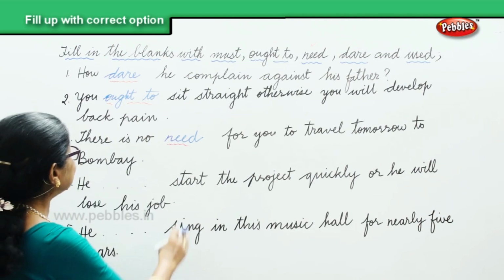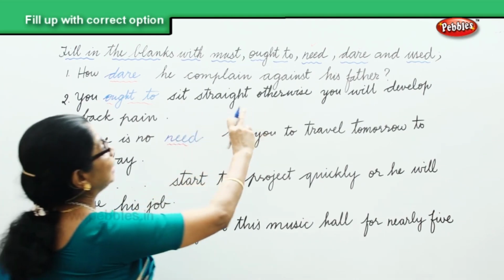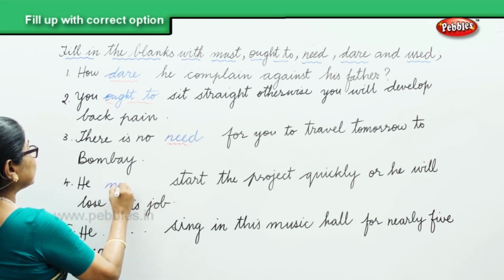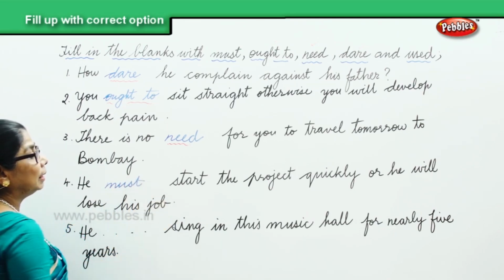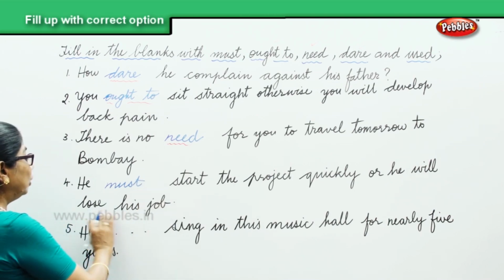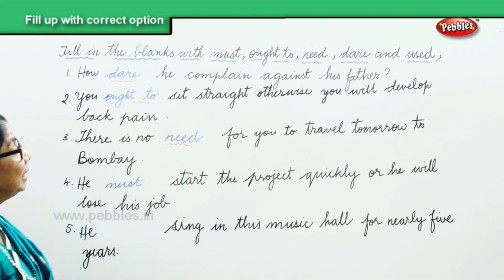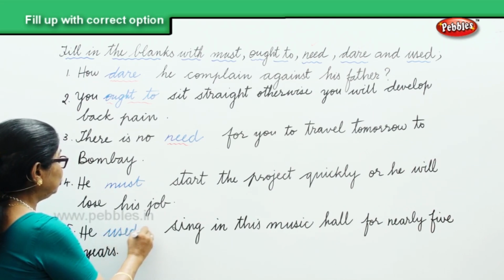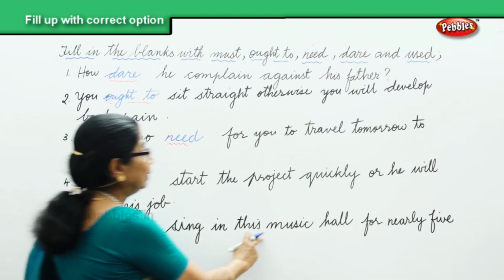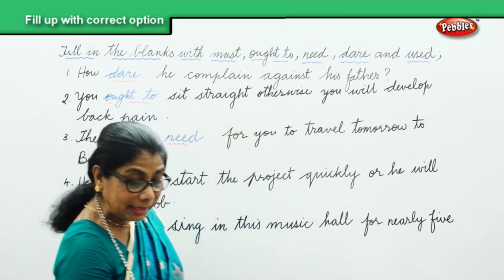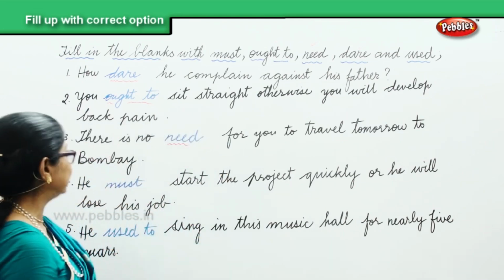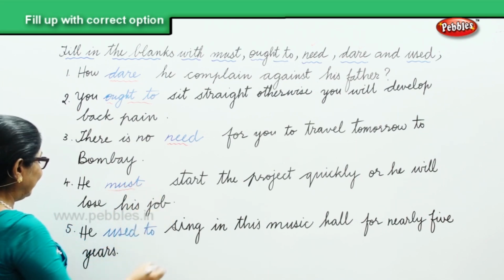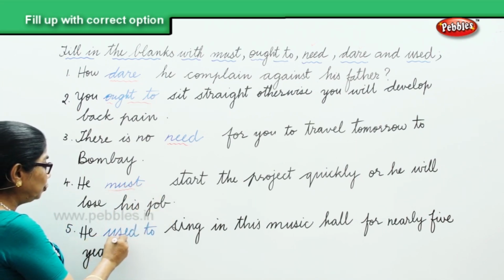He must start. So next one is must. He must start the project quickly or he will lose his job. And finally, he used to sing in this music hall for nearly 5 years. So the fourth one is he must start. And finally, he used to.